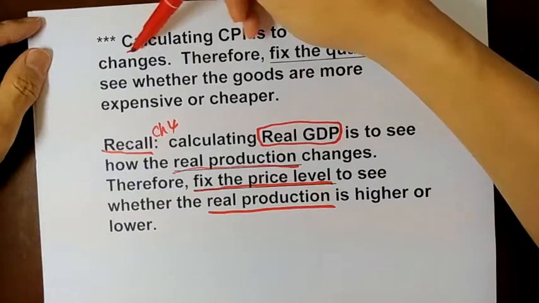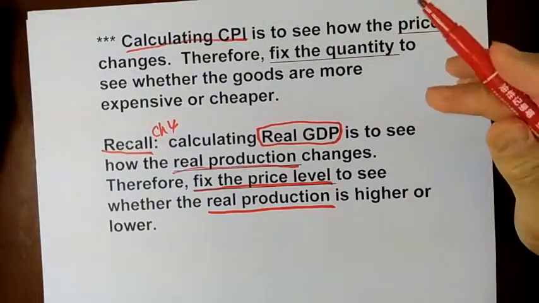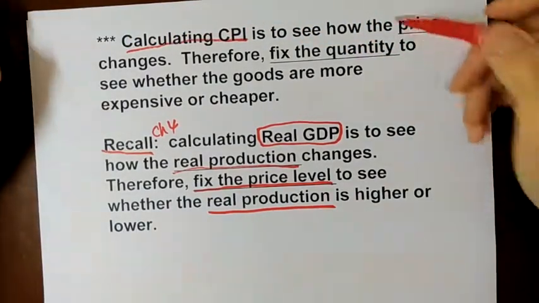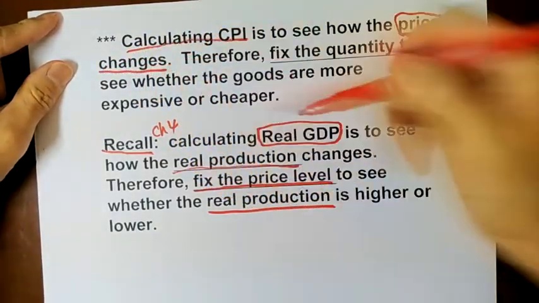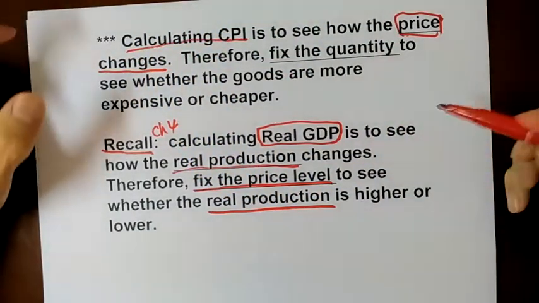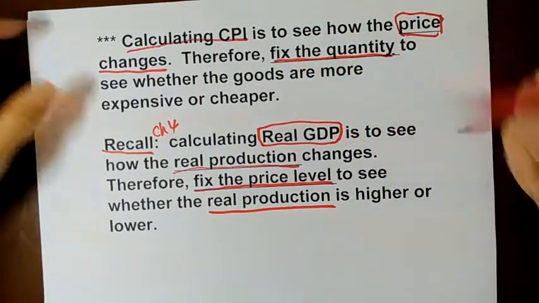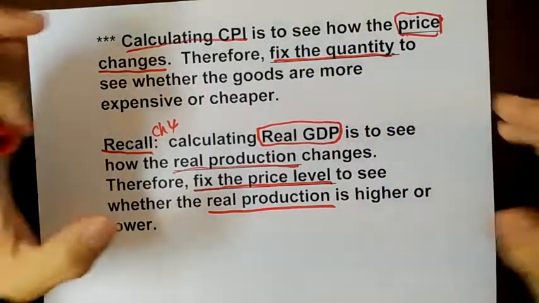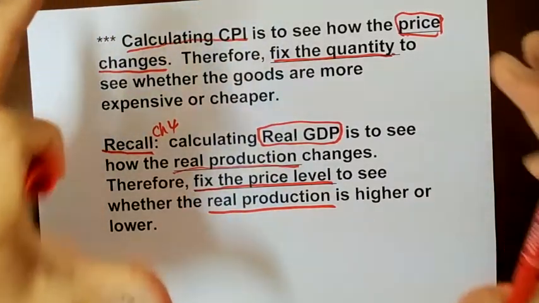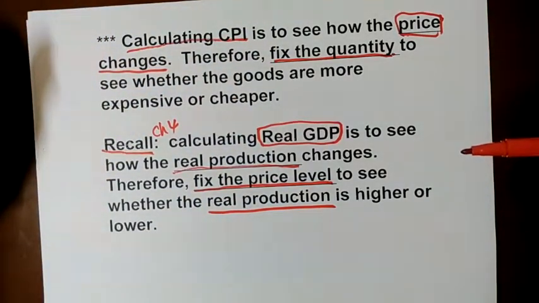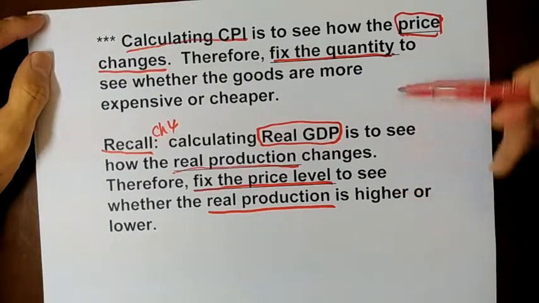But calculating CPI is totally opposite. Because what we want to know is the price change. Therefore, we have to fix the quantity. We have to assume that we consume exactly the same basket of goods and services. Can you see the difference between these two?